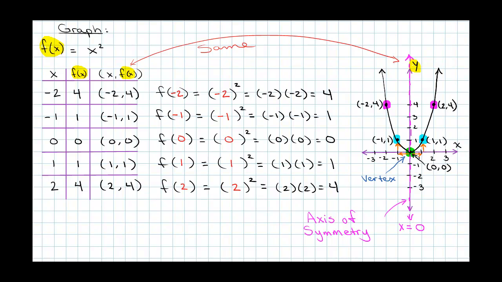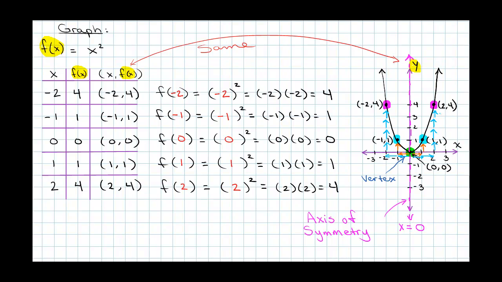Notice that from the vertex to go to our next point here, I went over left 1 and then up 1, and then I went over right 1 and then up 1. To go over to our negative 2, 4 from our vertex, we went over 2 to the left and up 4. And to go from the vertex to the 2, 4, we went over 2 to the right and up 4. So I will be referring to this pattern also. So it's a good idea to memorize that little pattern right there.